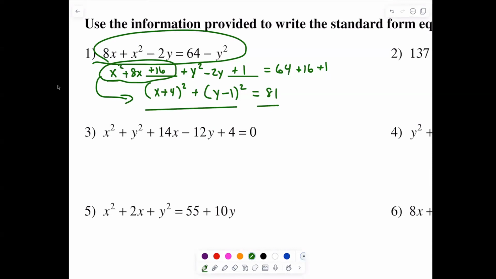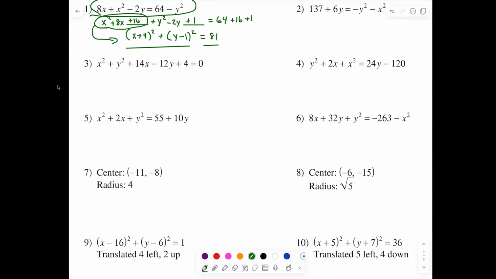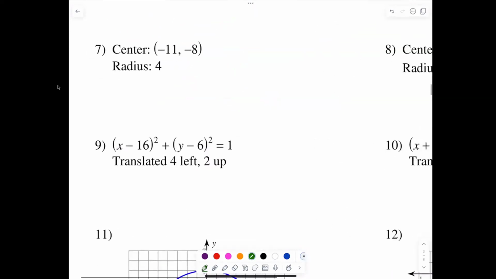Yes, ma'am. Did you explain 7, 8, 9, 10, and 11? No, no. Does anybody else have any questions with number 1? All right, so now 2, 3, 4, 5, and 6 are the same principle. I want that done. Now a little bit different. Now we're writing it again in standard form.